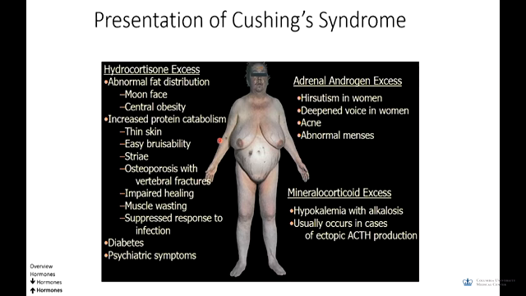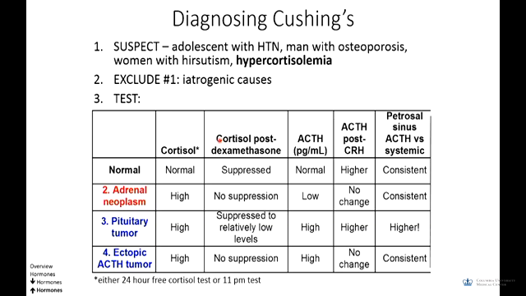So presentation of Cushing's syndrome, sorry guys, you just have to memorize some of these things like the moon phases and striae and osteoporosis. Can't really help you there. But once you've sort of started to try and think about the diagnosis, you've got to look out for different things that are slightly odd and keep a high level of suspicion for this. So if you see an adolescent who has hypertension, if you have a guy who has osteoporosis, a woman who has hirsutism, and then you see that they have documented hypercortisolemia, that's when you've got Cushing's syndrome. So first, got to exclude that iatrogenic, because it is iatrogenic until proven otherwise.